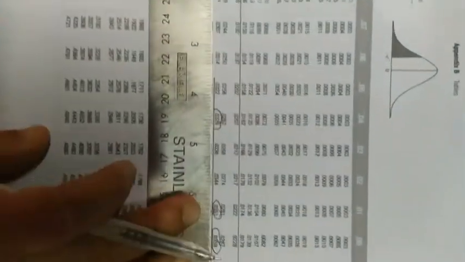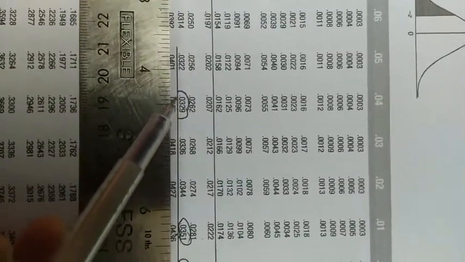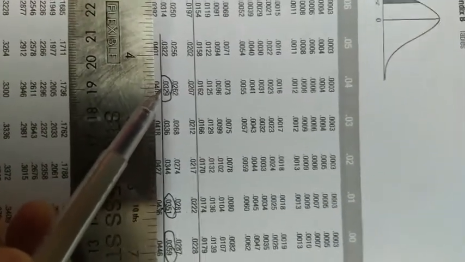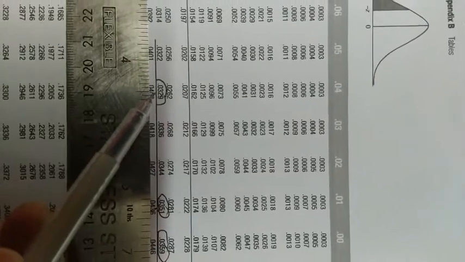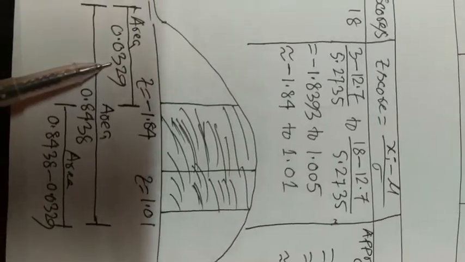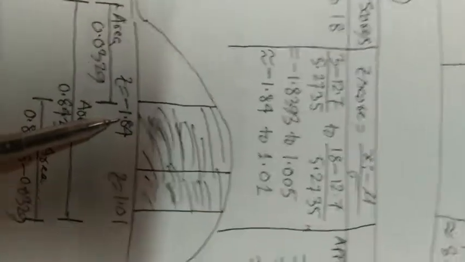So as you can see, this is the row for minus 1.8 and this is the column for 0.04. Since we have the z value minus 1.84, we will take this value, that means 0.0329. So 0.0329 is our value when we have taken the negative value of z.